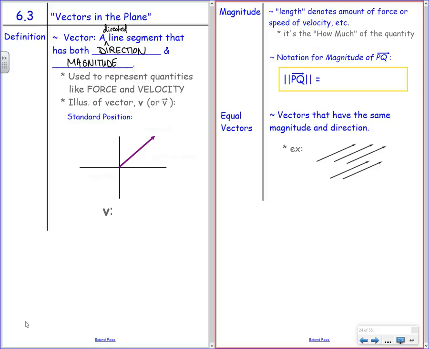Oh, we have 6.2. We should have graded. Oh well, too late. We're already into it. We'll grade 6.2 tomorrow.